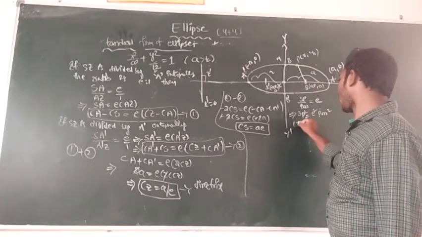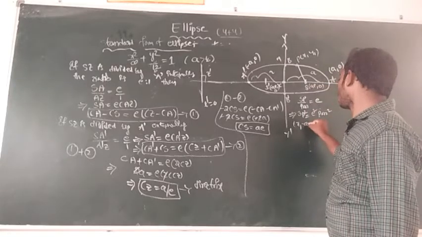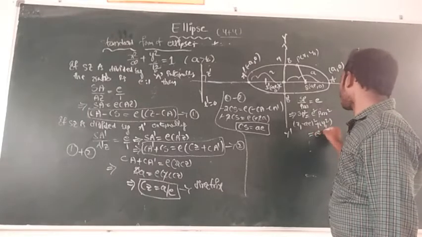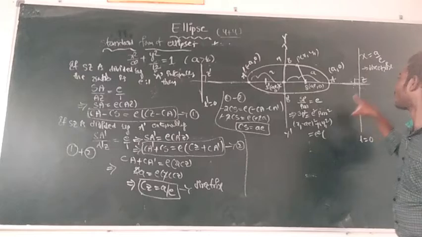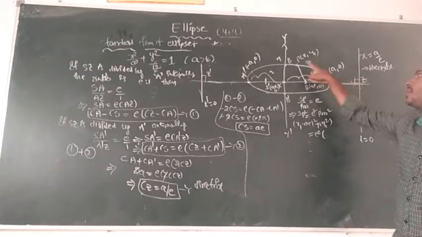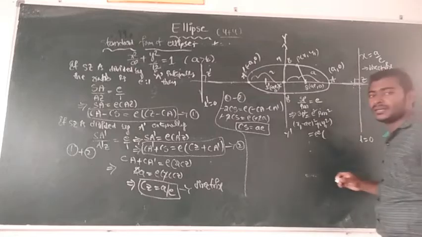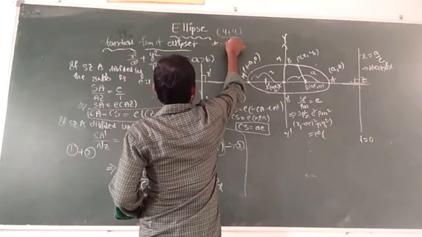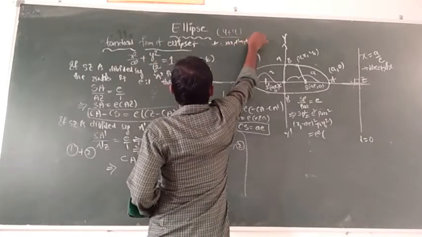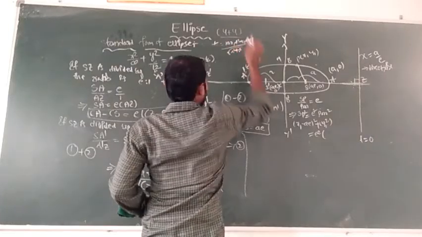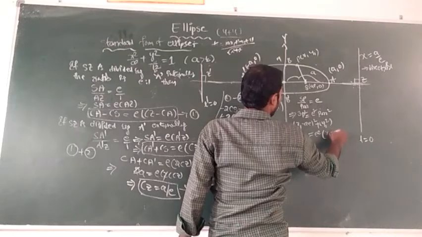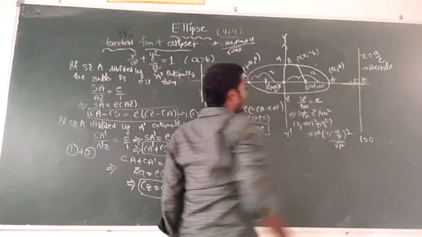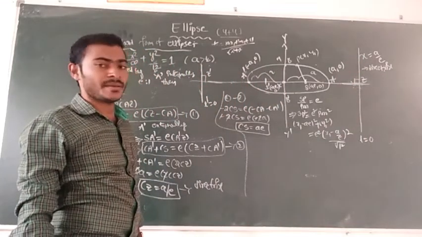For simplification, this is x1 minus ae whole square plus y1 minus 0, so that is y1 square, equal to e square into PM square. PM square is nothing but the perpendicular distance. Where is it taken from? Perpendicular distance means the formula ax1 plus by1 plus c by square root of a square plus b square. So here we take x1 minus a by e, whole square, by square root of 1 square. That is the perpendicular distance. So x minus a by e.